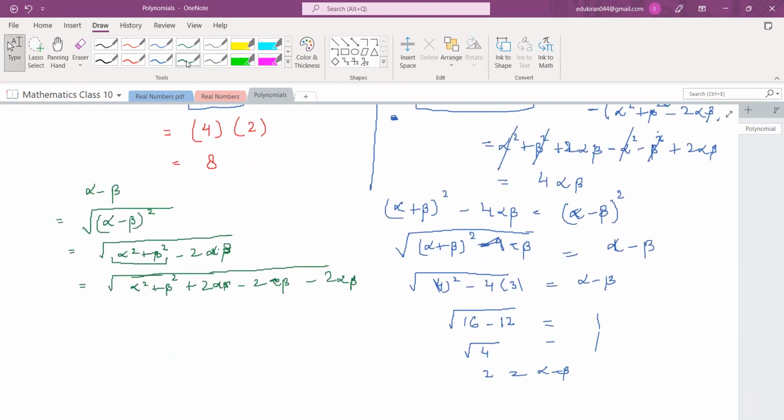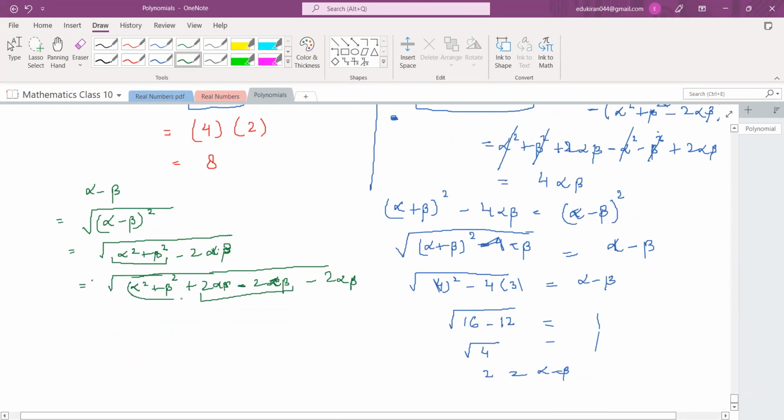We can add and subtract the same number, no problem. So we have added 2 alpha beta and we have subtracted 2 alpha beta. Any problem here? No, ma'am. Now these three terms will become a whole square. So this will become alpha plus beta, whole square, minus 4 alpha beta. Ma'am, but what? Alpha plus beta under root would be alpha plus beta only, no?